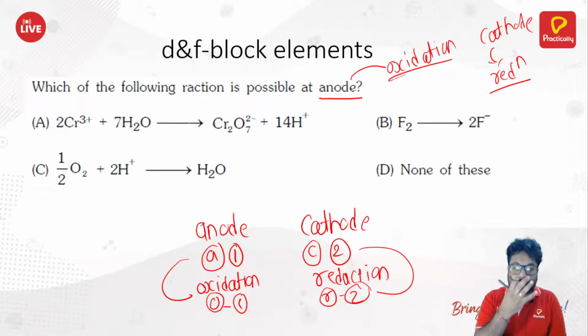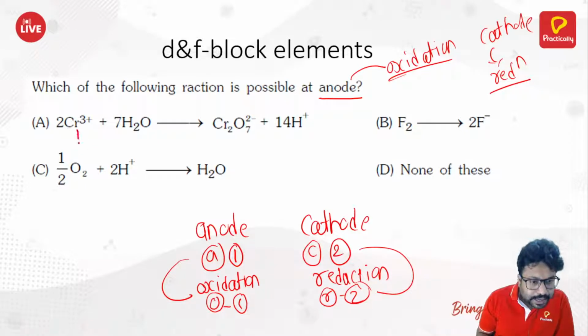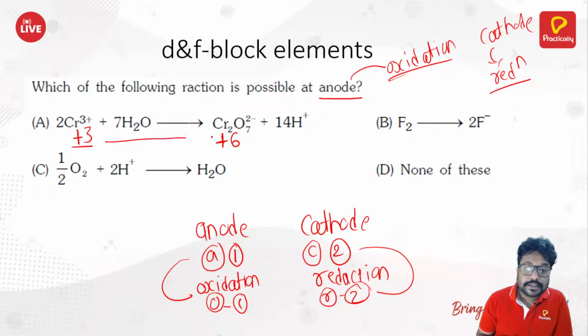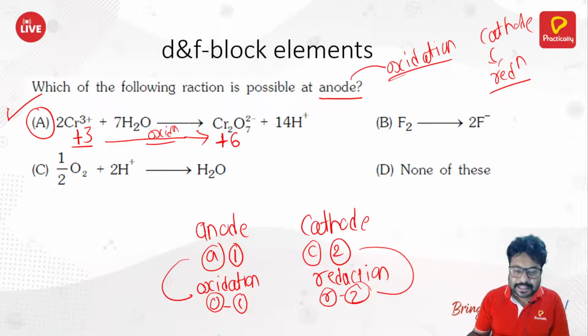So they have given the 4 reactions. They're asking which reaction must be happening at anode. If you look at the very first reaction, the chromium is in +3 here. And here, 7 into 2, 14. 14 minus 2, 12. 12 divided by 2, +6. So chromium is going from +3 to +6. So this is oxidation, we all know. That means this must be the reaction which is happening on the anode, isn't it?